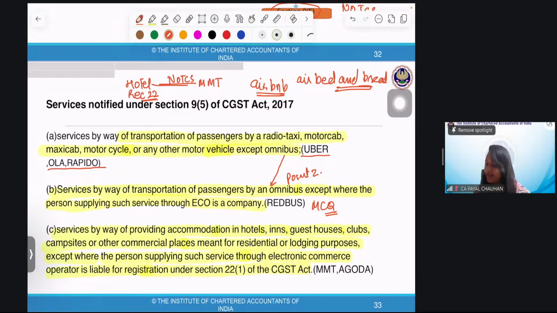See, again, I'll read it. Service by way of providing accommodation in a hotel, inns or dharmshala, right? Guest house, club, campsite, and other commercial places meant for residential and lodging purposes, except where the person supplying such service through electronic commerce operator is liable to be registered under Section 22, and Section 22 refers to registration on the basis of turnover.